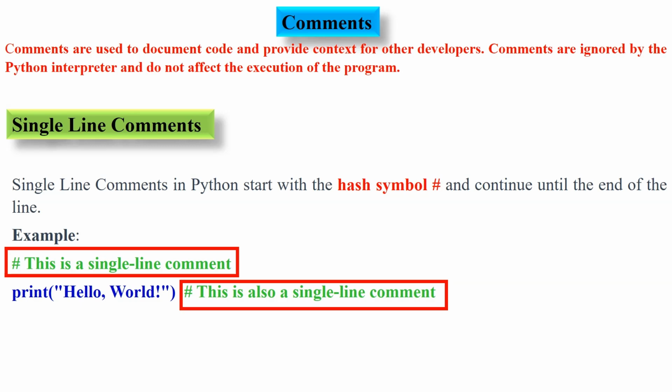Let's discuss the single-line comment. Single-line comments in Python start with the hash symbol and continue until the end of the line. For example, hashtag this is a single-line comment, can be written either on the top, right side, or bottom of the statement.